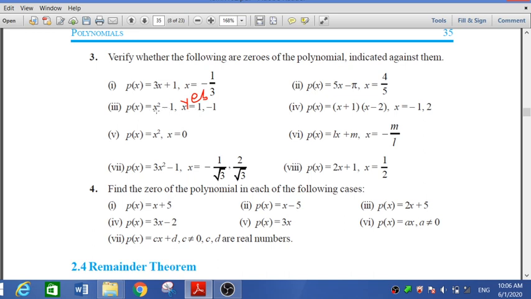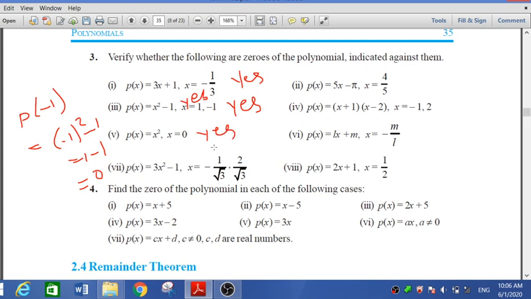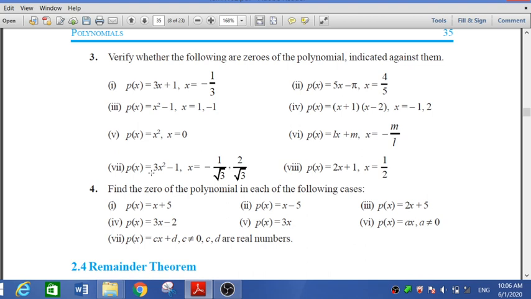But x equal to minus 1, we have checked now. X equal to minus 1 gives minus 1 square minus 1. So again 1 minus 1, the answer is 0. So in both we can say yes. First is yes, third is yes, fifth now x equal to 0. So we can easily get 0. So again we say yes here. These types of sums you have to complete in your fair book and also in your rough book.